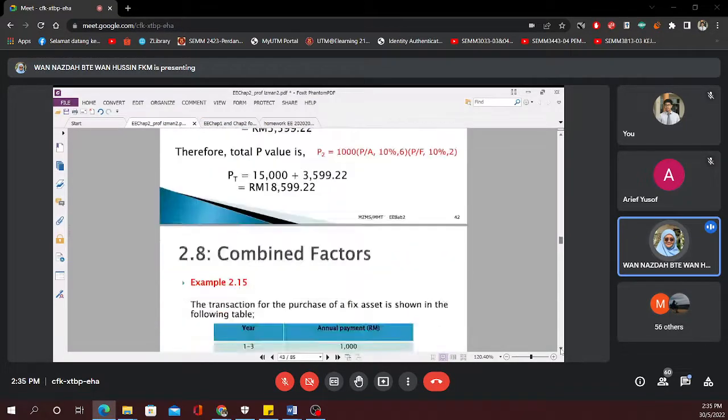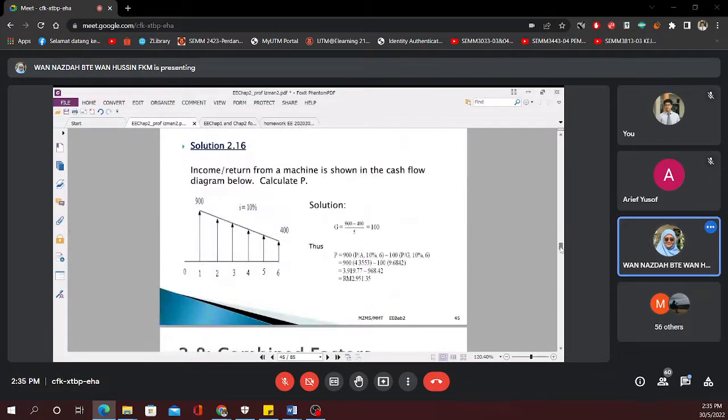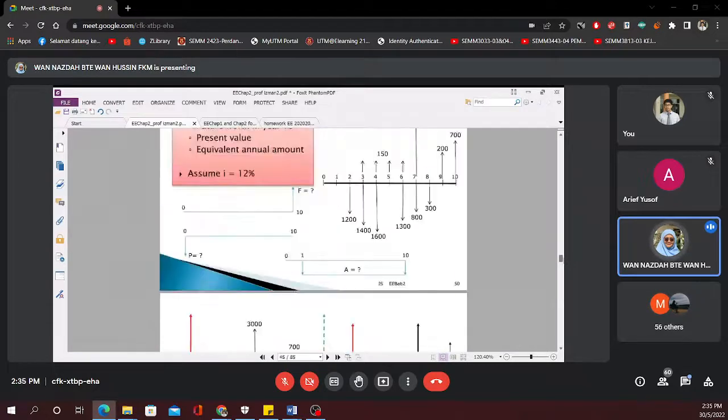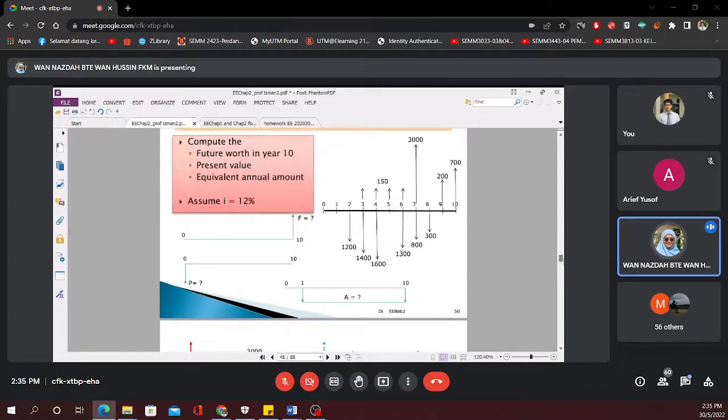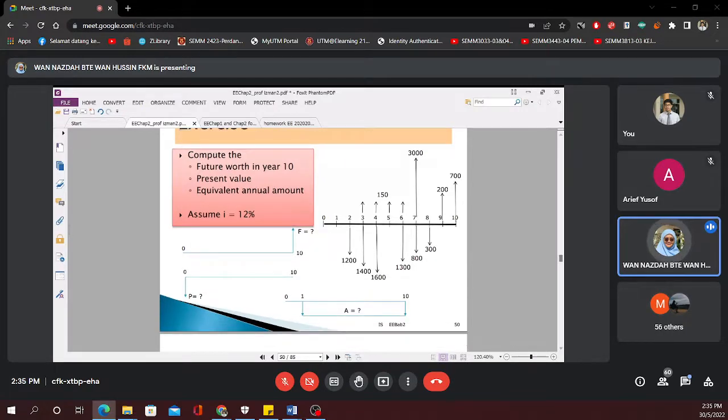All right, as you can see in your notes, there are additional questions on the exercise. For this one, you are required to determine the F value, the P value, and also the A. Based on this cash flow diagram, you are required to determine the F value, P value, and the A value.